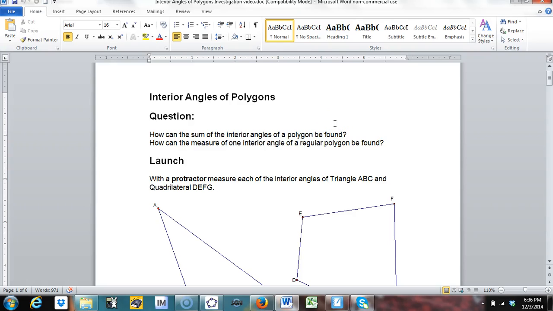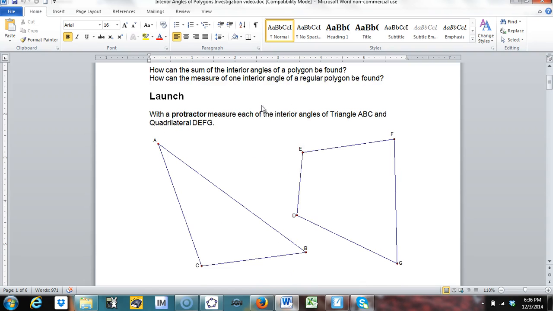Hey guys, this video is to intro the activity that we're doing to find the interior angle sum of any polygon. What that means is if you take any polygon, we have a triangle here, quadrilateral, pentagon, hexagon, a 20-gon, which is a 20-sided polygon, a 52-gon, any kind of polygon, we can actually find out what the interior angle sum would be, meaning if you added up all the angles inside the polygon, what would their sum be?